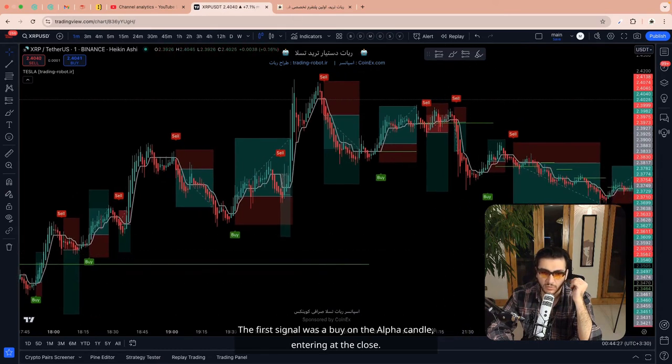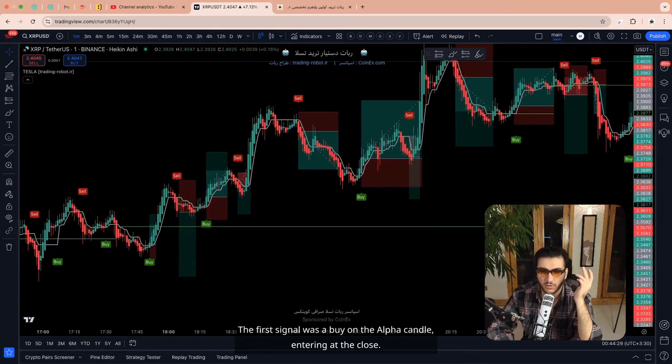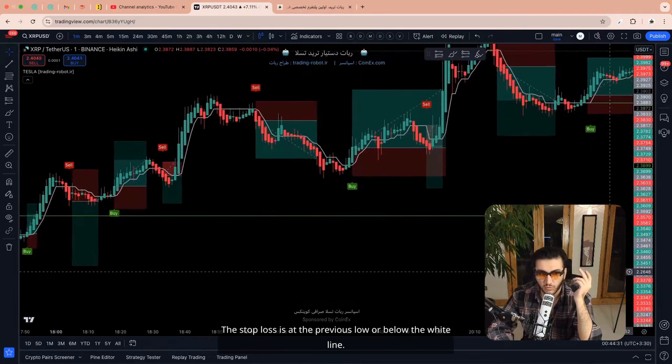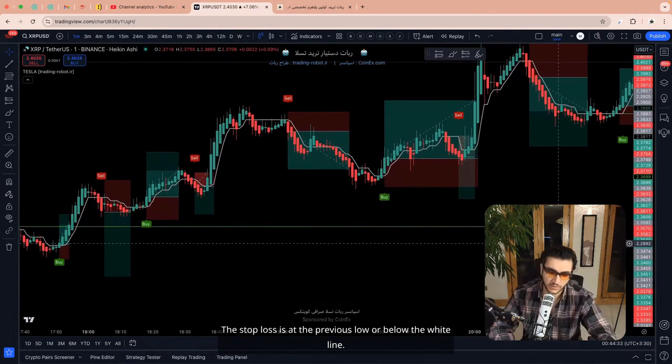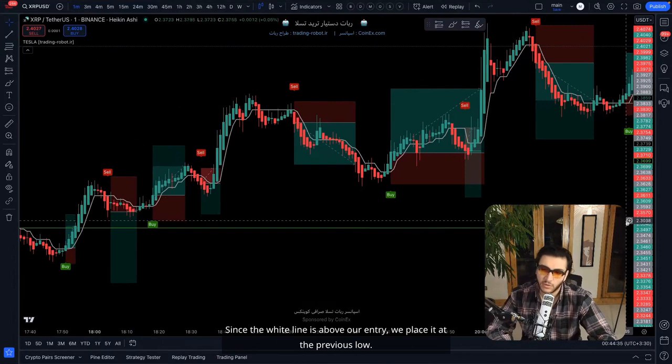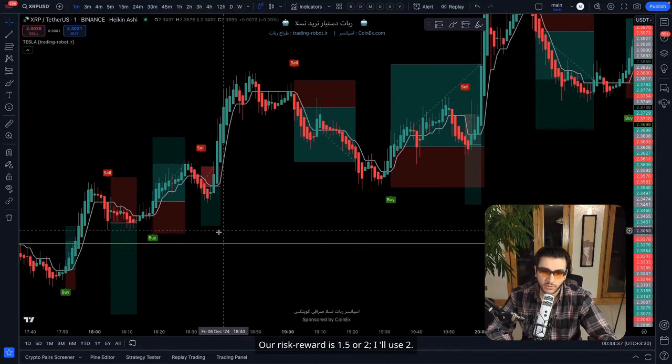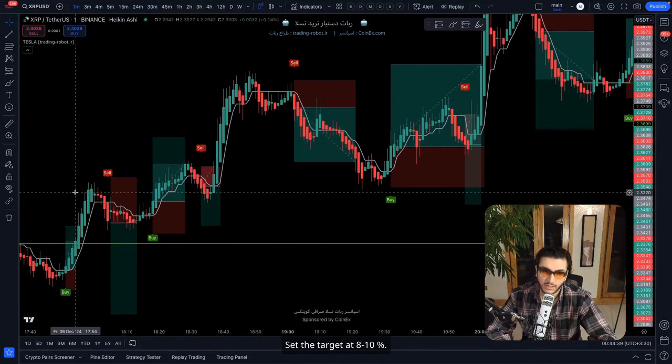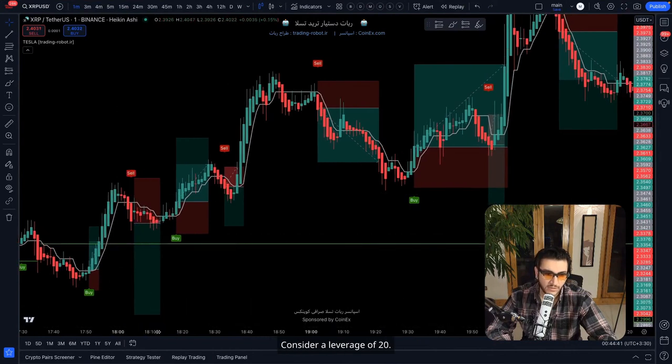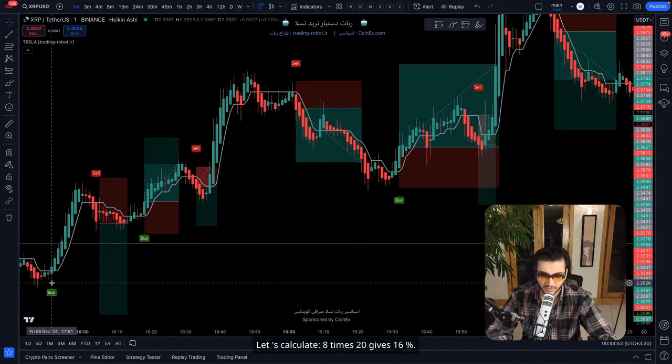The first signal was a buy on the alpha candle, entering at the close. The stop loss is at the previous low or below the white line. Since the white line is above our entry, we place it at the previous low. Our risk reward is 1.5 or 2. I'll use 2. Set the target at 8 to 10%. Consider a leverage of 20. Let's calculate. 8 times 20 gives 16%.